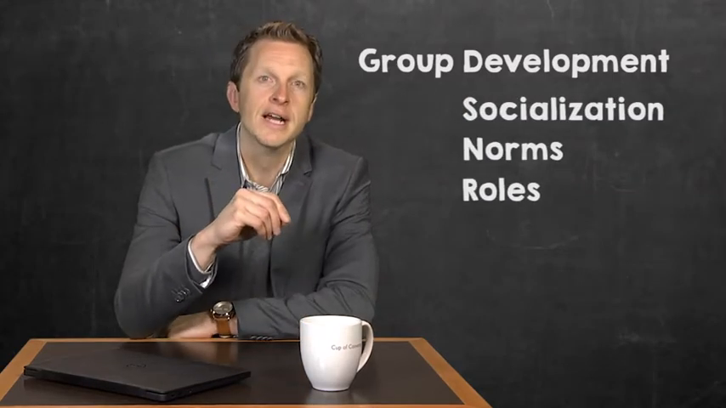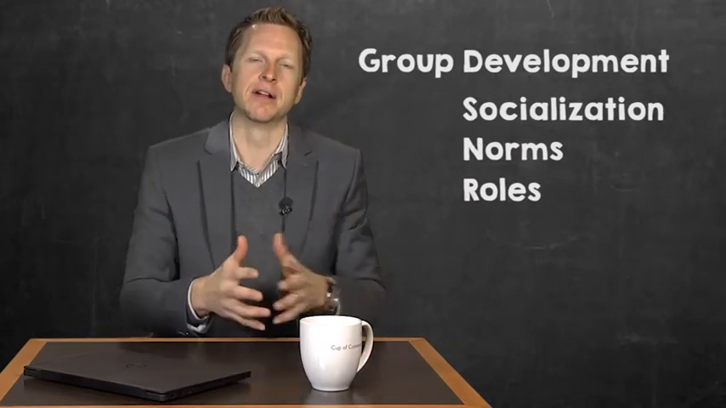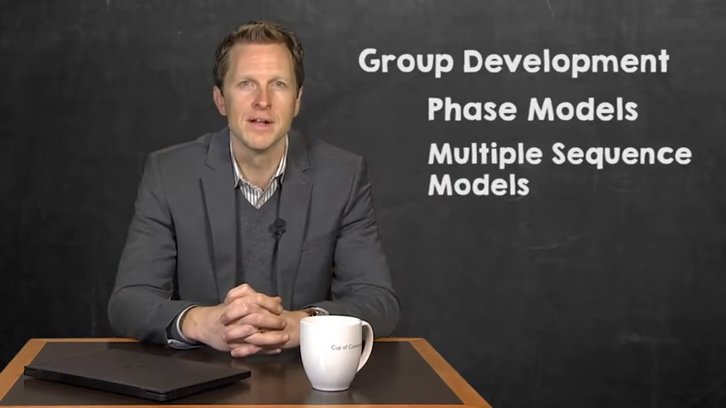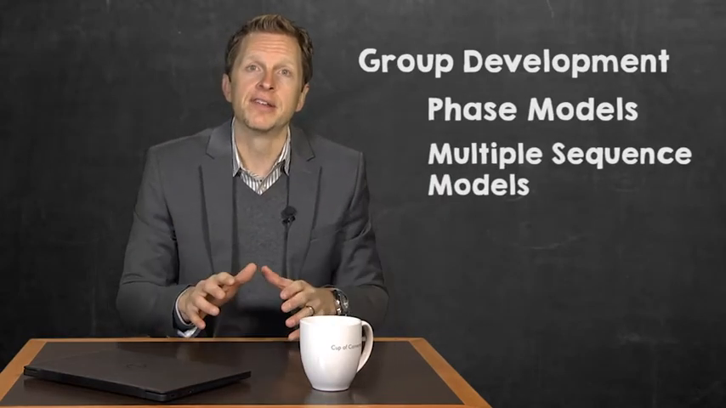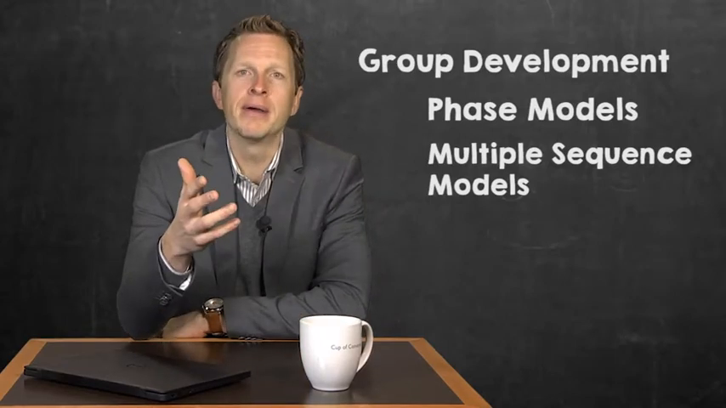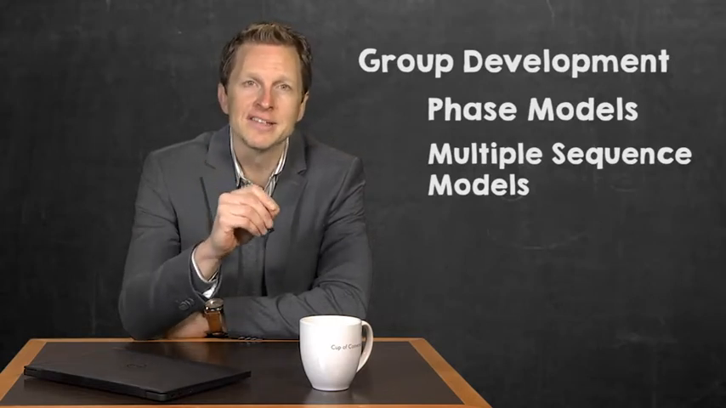Things like socialization, norms, and roles. And we'll look at different models that explain how these aspects of group development happen, like phase models and multiple sequence models of group development. Yes, every group is different, but research shows that almost all groups display common patterns and behaviors of development that we can recognize, analyze, and improve.